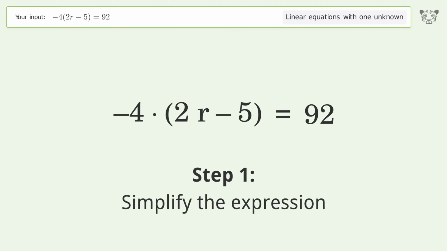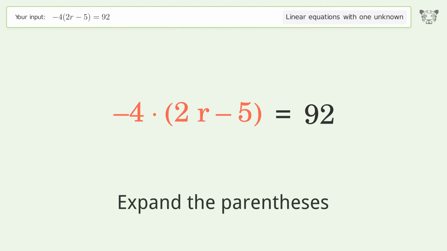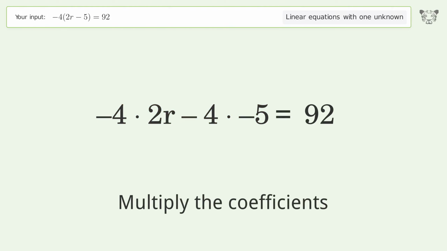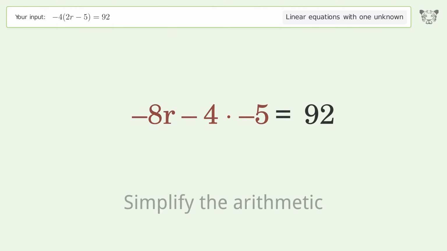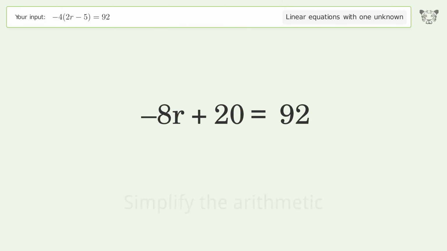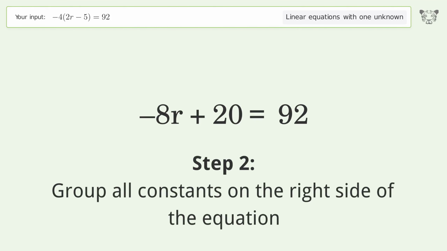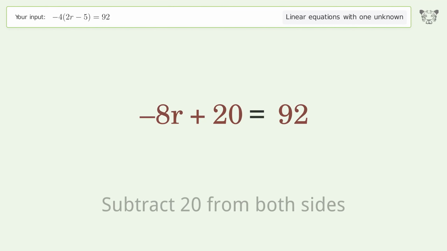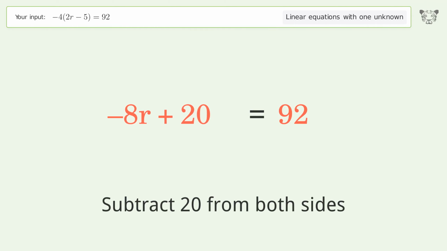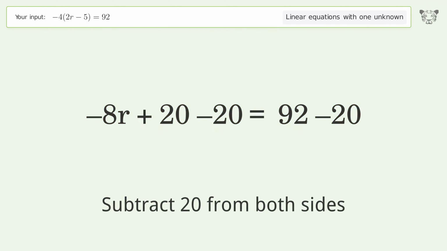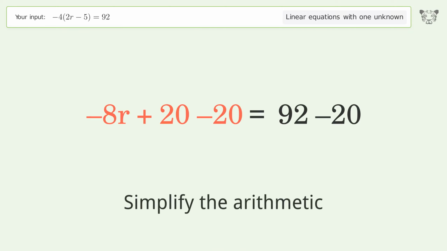Simplify the expression. Expand the parentheses. Multiply the coefficients. Simplify the arithmetic. Group all constants on the right side of the equation. Subtract 20 from both sides. Simplify the arithmetic.